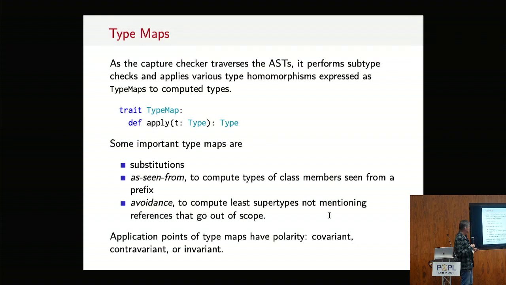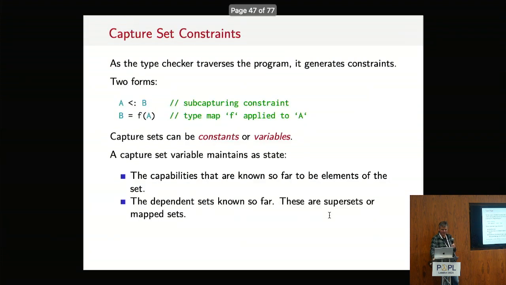So some important type maps are substitutions. We need to deal with those. Then there is as-seen-from, which is specific to objects, where we need to compute the types of a class member as seen from a prefix. And then the last one is avoidance, which I have shown you already with the let, where we sometimes need to compute types that don't refer to certain variables. We need to find the least supertype of these things. Okay, and furthermore, the application points, yeah, I'm going to quickly go.